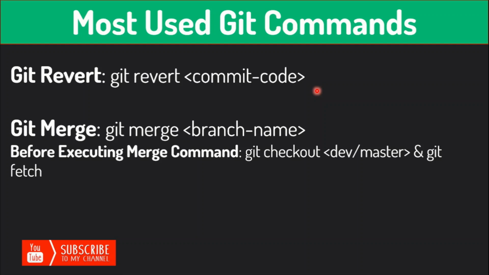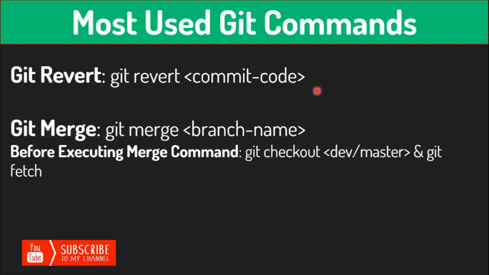The next one is git merge. So when we are done with our development in our branch and everything works fine, the final step is merging our branch with the parent branch, that can be dev or master. This is done using the git merge command. So git merge basically integrates our feature branch with all its commits back to the dev or master branch.